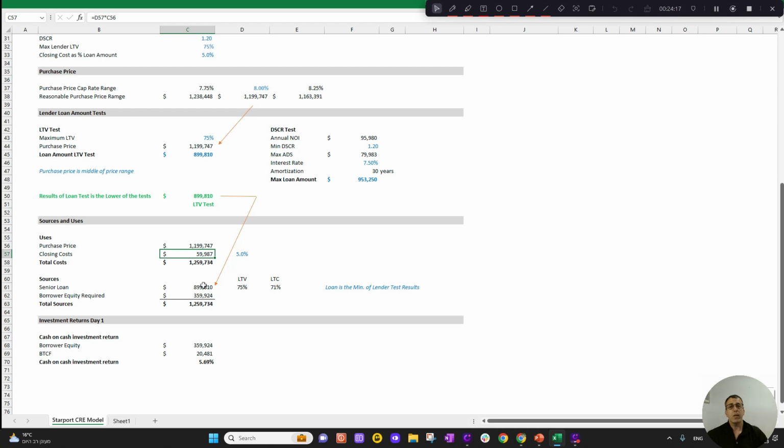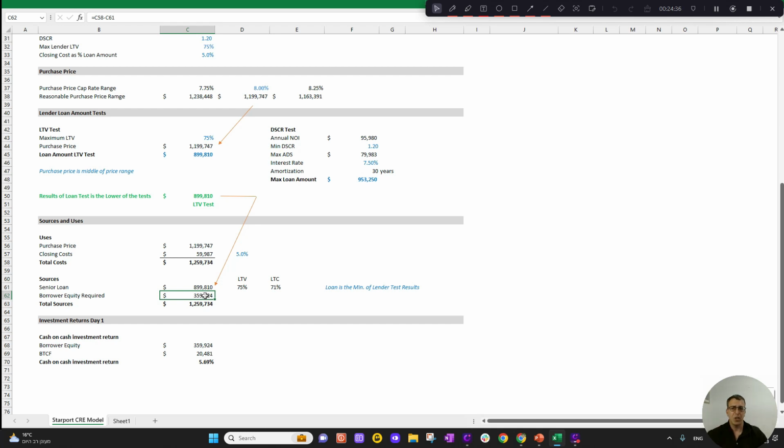And then your sources. Well, where are you going to get the money? Well, we're estimating a senior loan amount, and this is where I plug in these two tests to make the estimate of roughly $900,000. And the difference between my total cost less my loan amount is the amount of money I'm going to have to come up with out of pocket in order to fund this entire project.